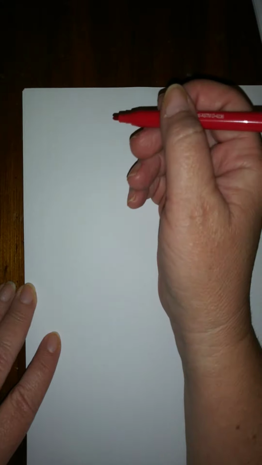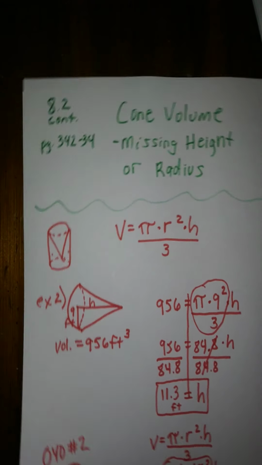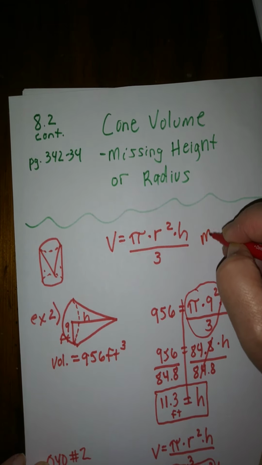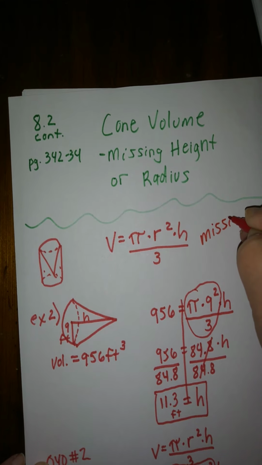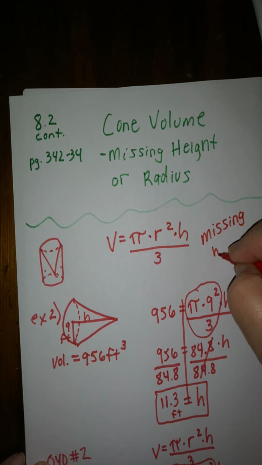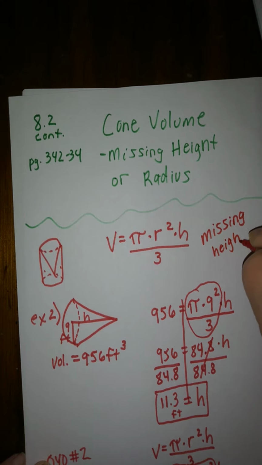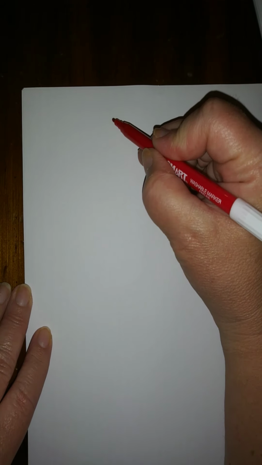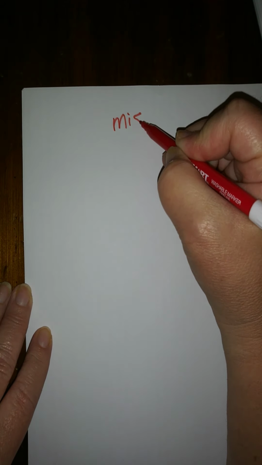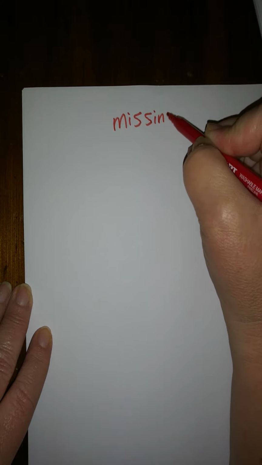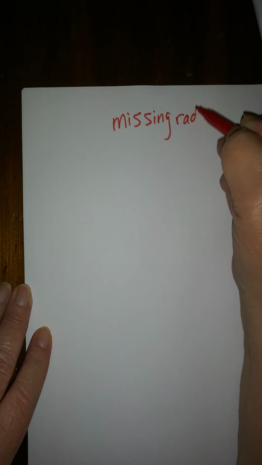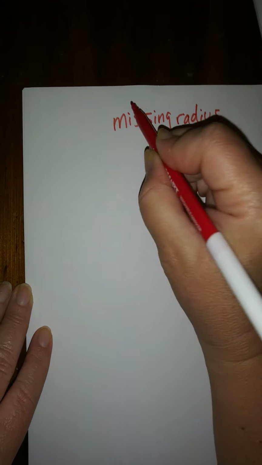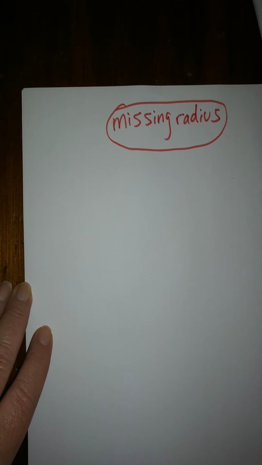All right, so let's see here. You know what? I didn't do this, but let's go back and label this part missing so we'll know which part of the notes is which. This one is missing height. Okay, so now our new one, let's label missing radius. Okay, so we know same formula.